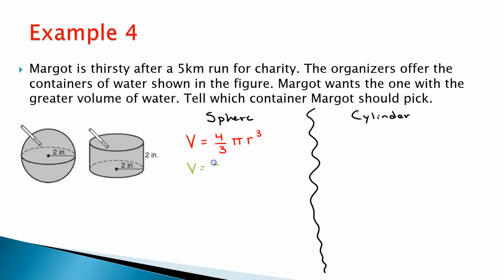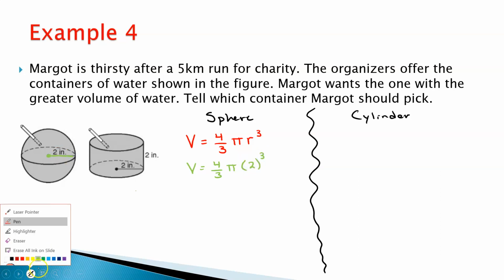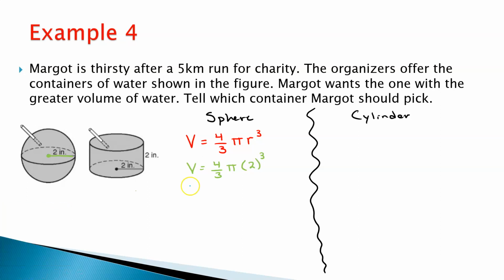Volume is equal to 4 over 3 pi, and then our radius is actually right here. They actually give it to us, it's 2 inches. So we're going to write 2 to the third power. And let's just go through and multiply as much as we can. What I'm going to do here is a couple of things in one step. Hopefully you guys are familiar with it. So I'm going to do 2 to the third power, and then multiply that by pi. So 2 to the third power means 2 times 2 times 2. So far, just by doing this part, I got 8.